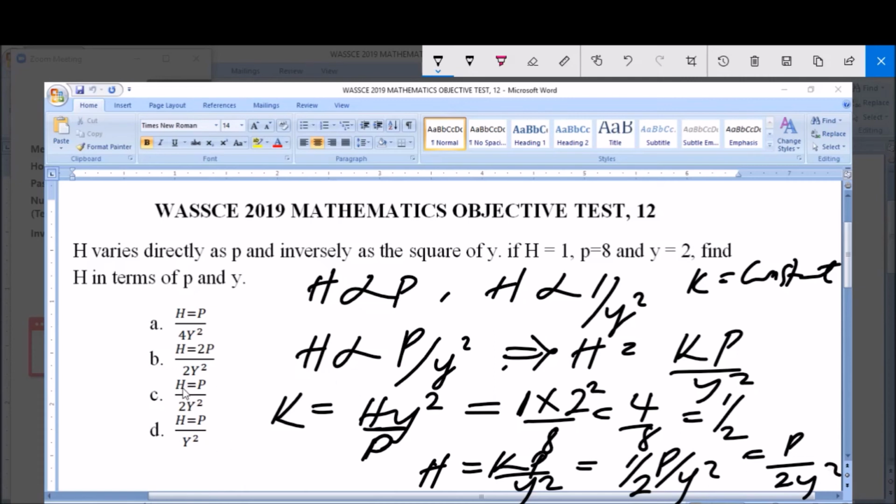And that's similar to this. This is what they intended to write here: h equals p divided by 2y squared. That's option C. h equals p over 2y squared.